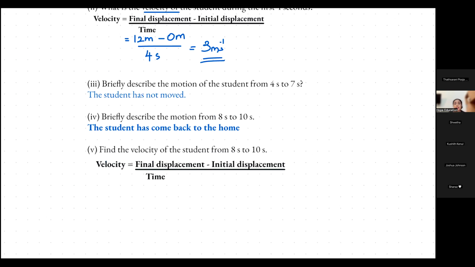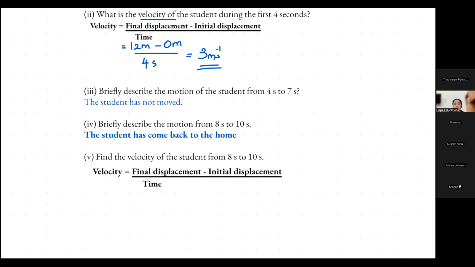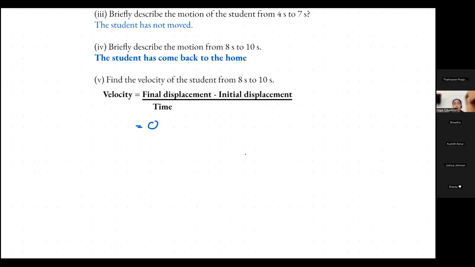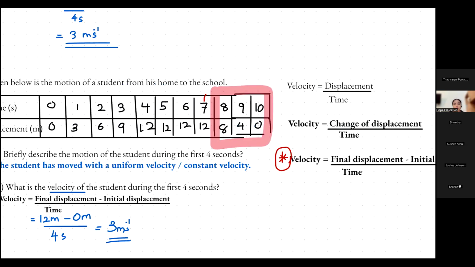Now, when you consider this last part, what is the final displacement? In the part marked in red, what is the final displacement? Zero. Final displacement is 0. What is the initial displacement, which is the starting displacement? The start is at 8. Starting displacement, which is the initial displacement, is 8.